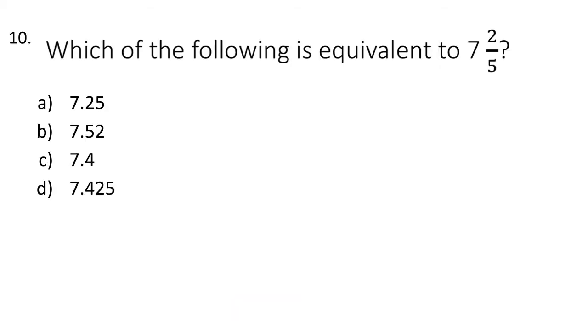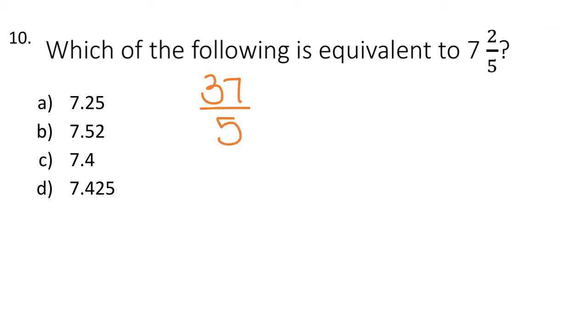Which of the following is equivalent to 7 2/5? We want to change 7 2/5 into its decimal equivalent. We have a couple options here. The first option is changing the mixed number 7 2/5 into an improper fraction. In doing so, we're going to multiply the denominator of 5 times the whole number of 7, giving you 35, but now we want to add the 2 numerator, which gives us 37 over 5.